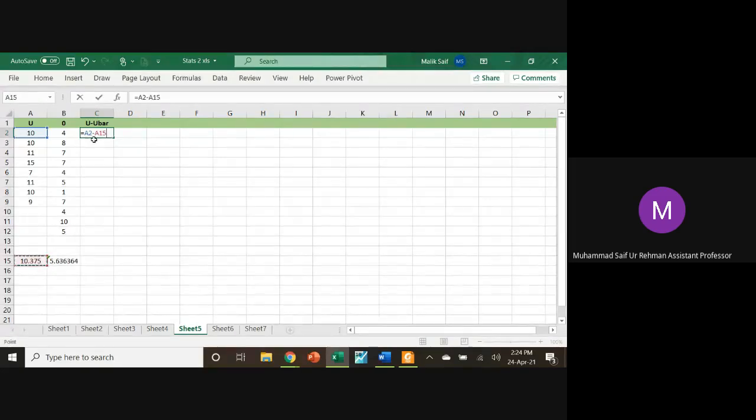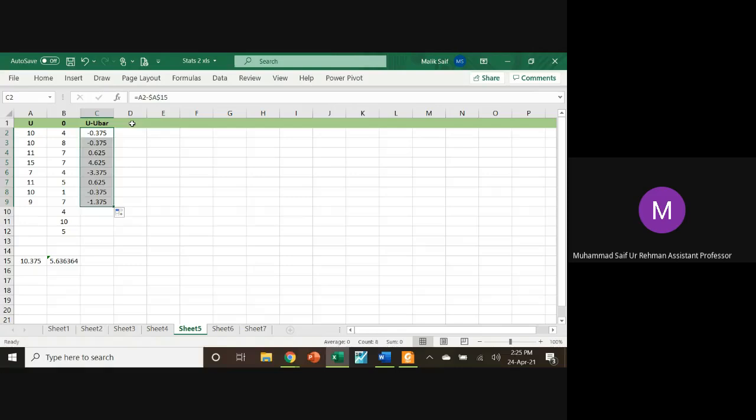And before pressing enter, put a dollar sign over here. The purpose of putting the dollar sign is that we want to fix this cell. We want to subtract this particular value from all these values one by one. So now press enter. This is the answer, and now drag it down up to this point, where the last value is.